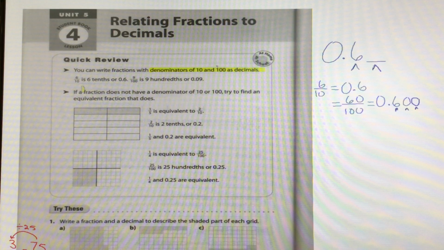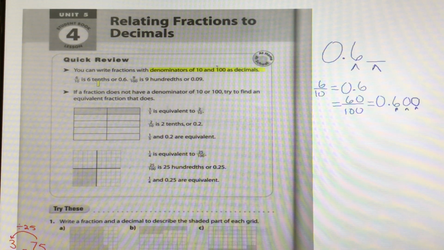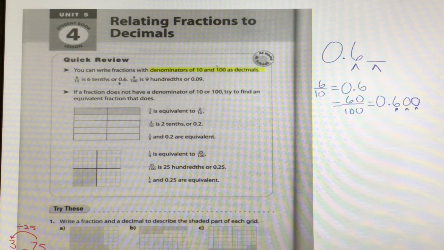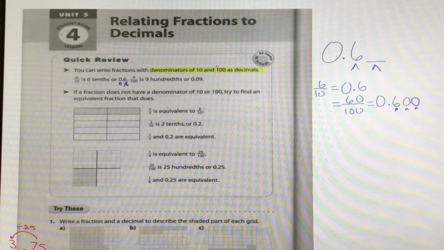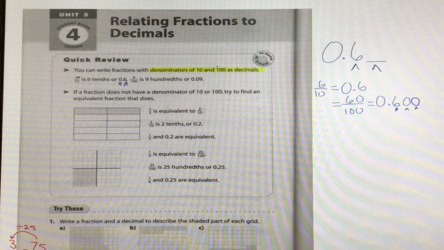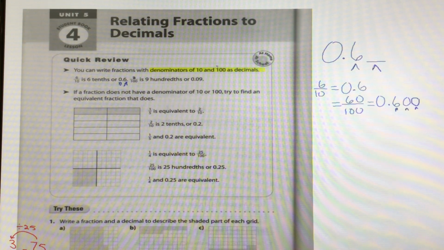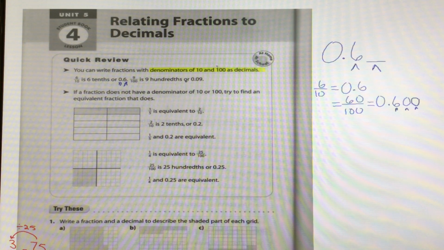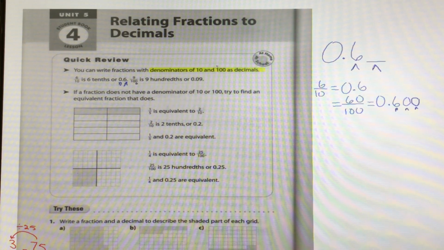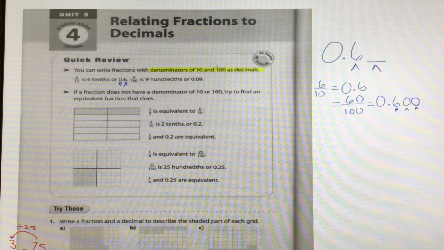So let's take a look at this. It says 6/10 is 6/10 or 0.6. And we know that because that's our ones column and that is our tenths column. So we have 6 in the tenths column, so 6 out of 10, 6/10. 9/100 is 9 hundredths or 0.09. Ones column, tenths column, hundredths column, 9 hundredths, 9 over 100.